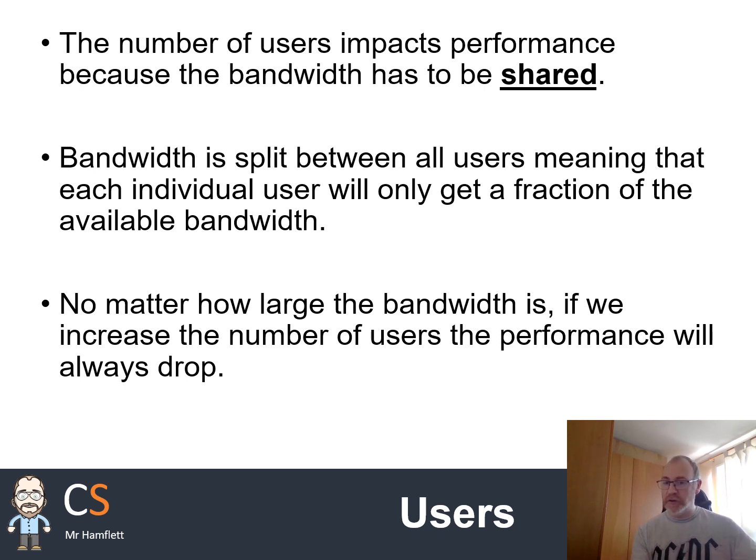So if you're all downloading a large PowerPoint or a large video file to watch, you're going to see it go slowly, even though the broadband in a school is going to be much better than the one you'd have at home. So bandwidth is split between all users, meaning you're only going to get a fraction of that, and no matter how large that bandwidth is, the more users we add to the system, the more users using it concurrently at the same time, the slower the performance will be, always.